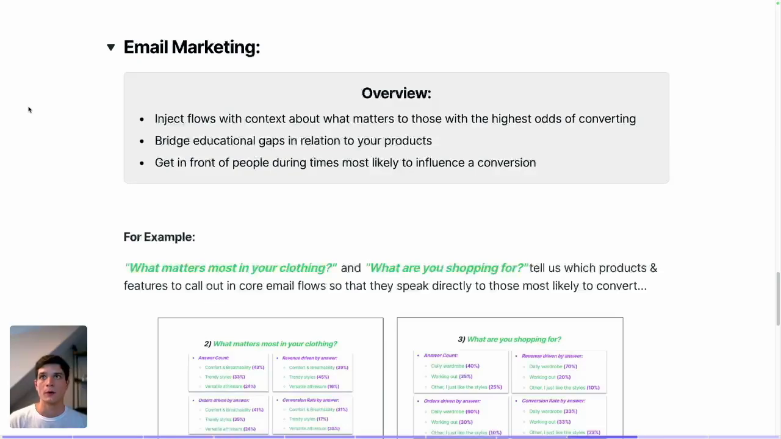Using the data in email marketing. So the point is to inject flows with context about what matters to those with the highest odds of converting, or the highest quality audience, to bridge educational gaps with campaigns in relation to your products, and to get in front of people during times most likely to influence a conversion.